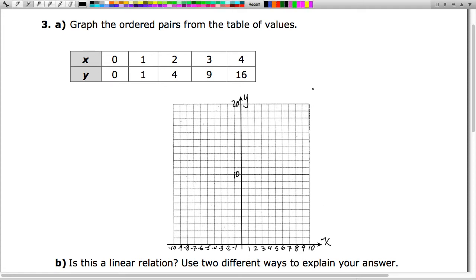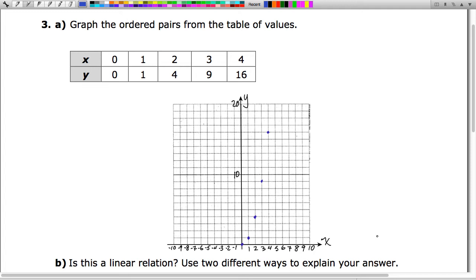Okay, now let's actually get these points on there. Graphing the ordered pairs, we've got 0, 0 is one of the points, 1, 1 is the next point, 2, 4 is right here. Next point is 3, 9. Next point is 4, 16. And so there we go.